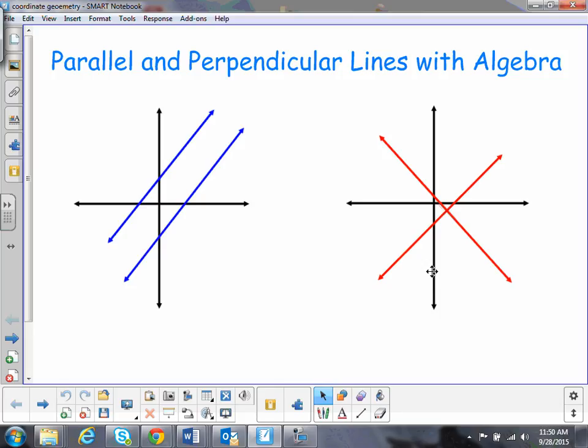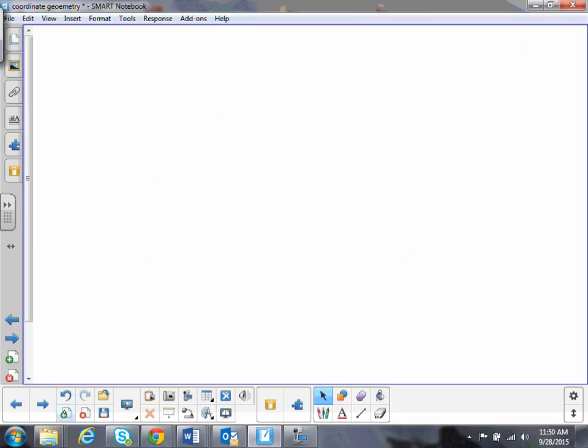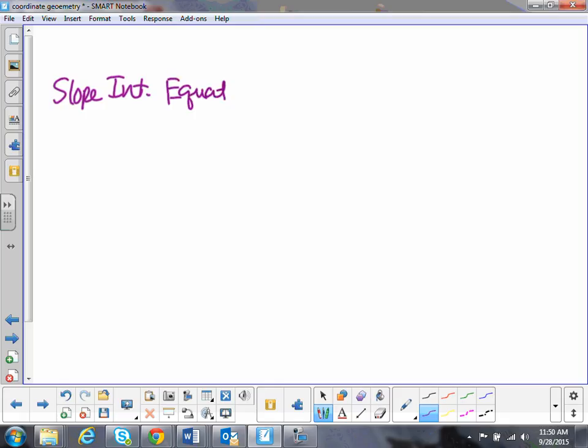Perpendicular lines, and we're going to associate it onto the coordinate grid. Okay, so we're going to have to remember our algebra. So let's do a quick review of some algebra. What is the slope intercept form of the equation? So remember, the slope intercept form of an equation.